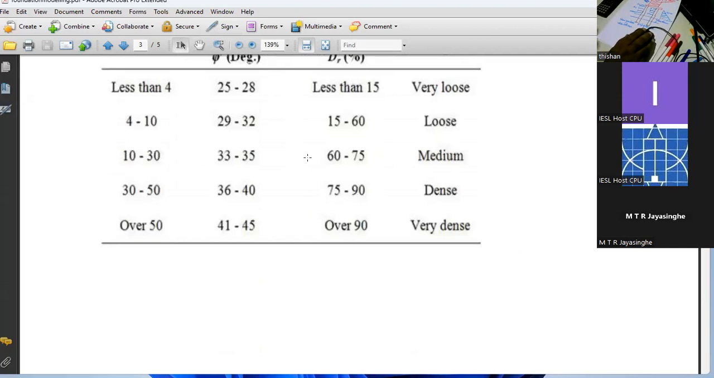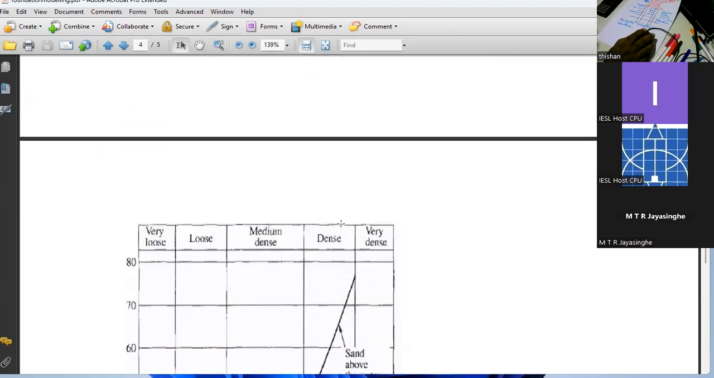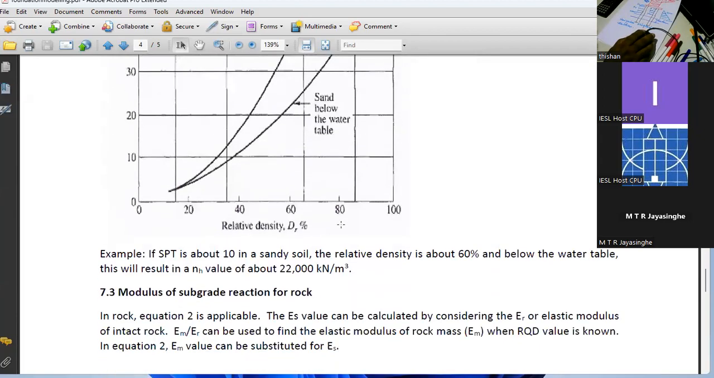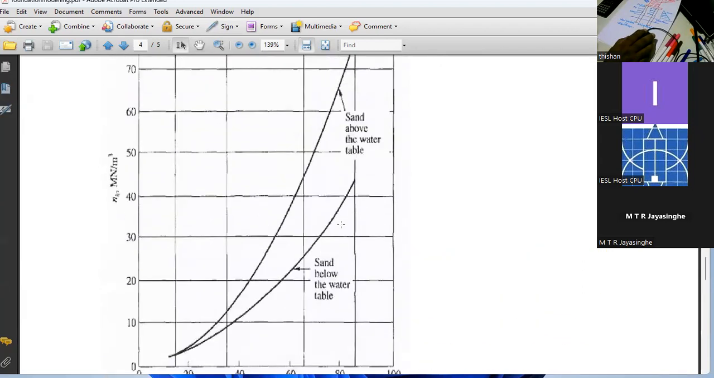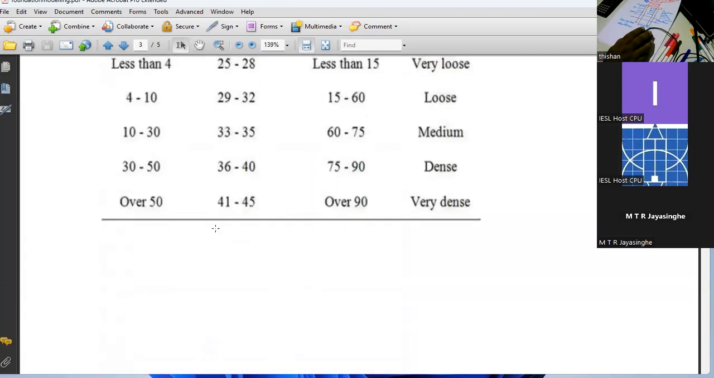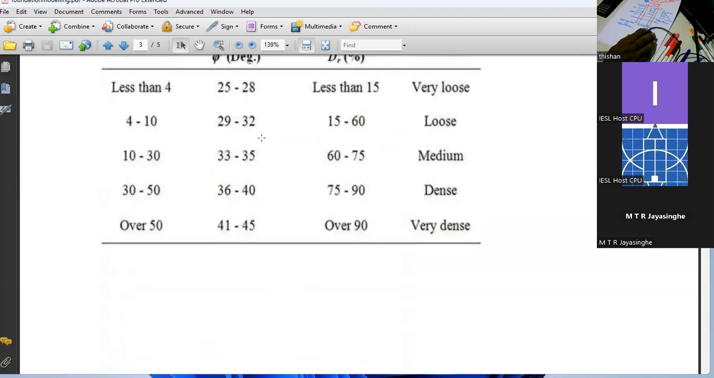Now you can see how these values can be used in finding the Ks value and NH value. Right here you can see, on this side you get NH in meganewtons per meter cubed, so you have to multiply this by 1000 to convert it to kilonewtons per meter cubed. Depending on the N value, you can decide what is the relative density.